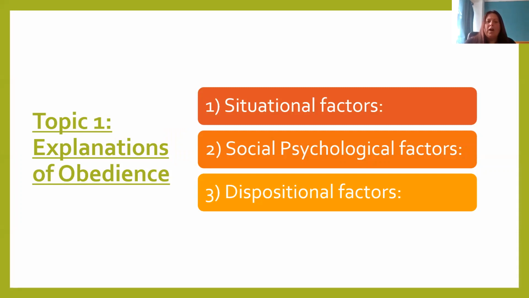Starting with topic 1, explanations of obedience, we need to know 3 key factors. There are 3 separate explanations for why people will obey. Remember, before this section, you will have revised Milgram and understood all of the research into obedience. From Milgram's research, the findings clearly demonstrate that people are very likely to obey even an unjust authority, as in his experiment. The 3 factors are situational, social psychological, and thirdly, dispositional factors.